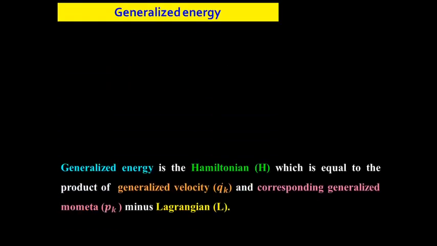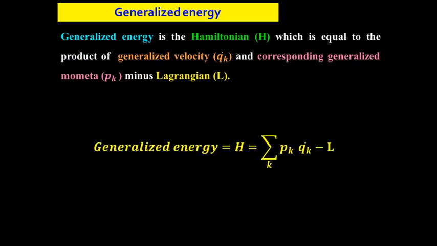Now we will see the generalized energy. Generalized energy can be expressed by this equation. It is the total energy, that is the Hamiltonian: the summation over k of the product of generalized momentum and generalized velocity, minus the Lagrangian. So the generalized velocity qk dot and the corresponding generalized momentum pk, minus the Lagrangian.